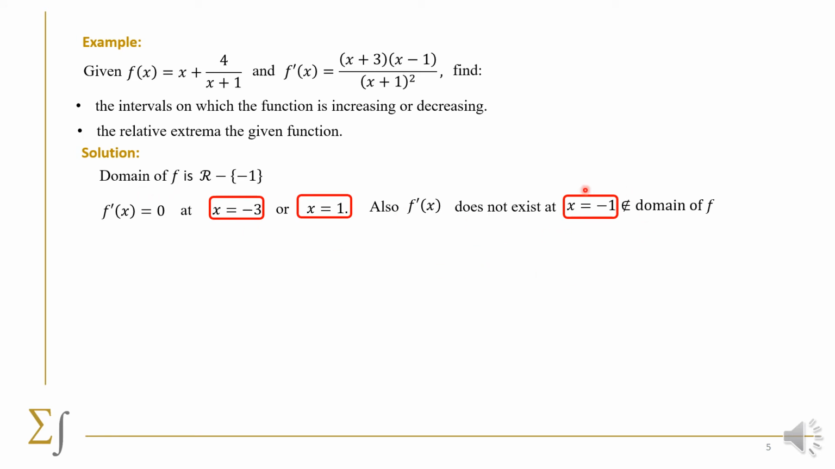So we don't call this a critical value, even though we take it on the real line and start studying the sign of the first derivative to the left and to the right of each of the values we found. -3 and 1 are critical values. -1 is not a critical value, and that's why we take the open circle here. And we start studying to the left and to the right of -3. What's the sign of f prime?